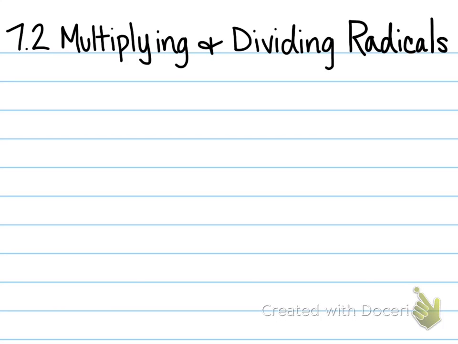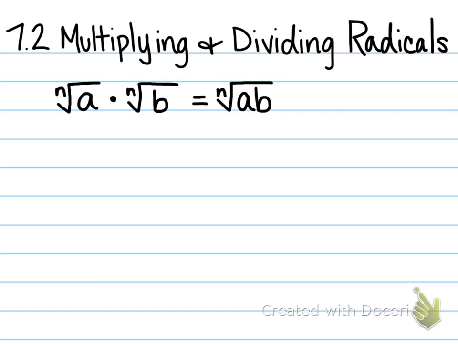Okay, section 7.2, multiplying and dividing radicals. So here's an example of what it might look like if we are multiplying two radical expressions together. Of course, the a, b, and the n would represent letters or variables. But we can only multiply radicals when their index is the same, if they're both square roots, if they're both cube roots, etc. So as long as the index is the same, we're going to keep the index out front.